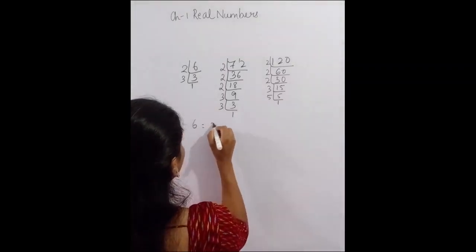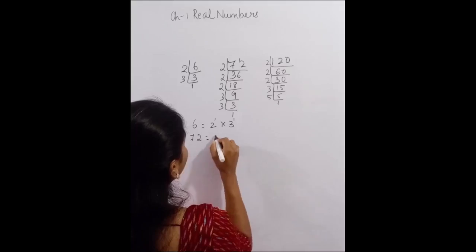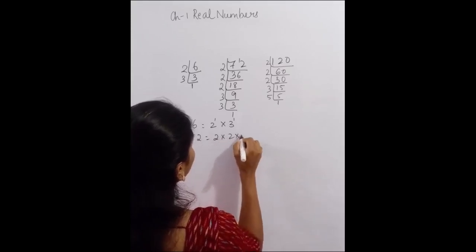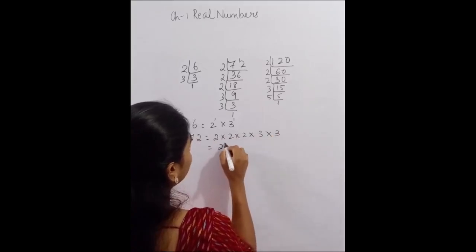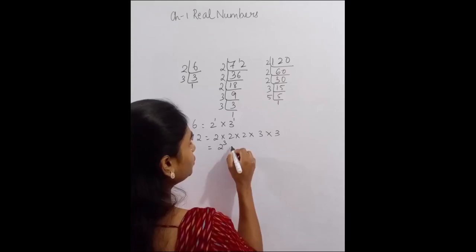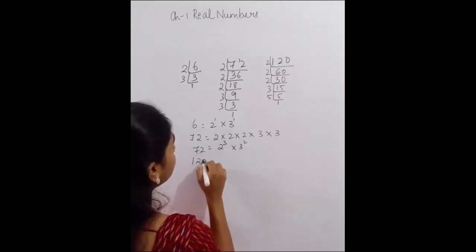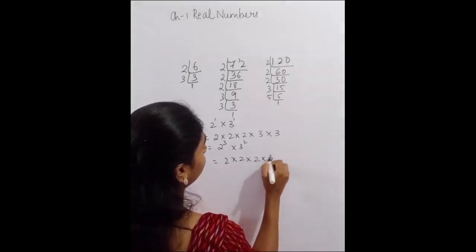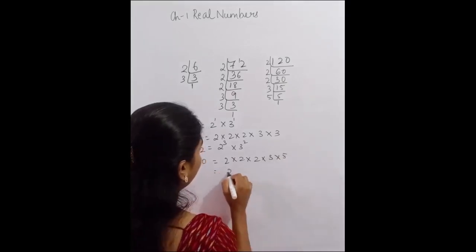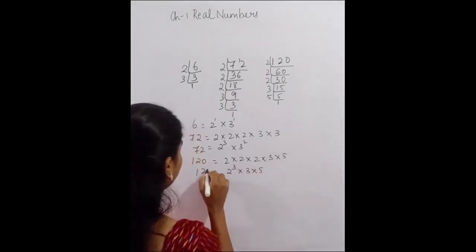Now let us express as a product of prime numbers. 6 can be written as 2 power 1 into 3 power 1. 72 can be written as 2 into 2 into 2 into 3 into 3, which is 2 cube into 3 square. 120 can be expressed as 2 into 2 into 2 into 3 into 5, equal to 2 cube into 3 into 5.